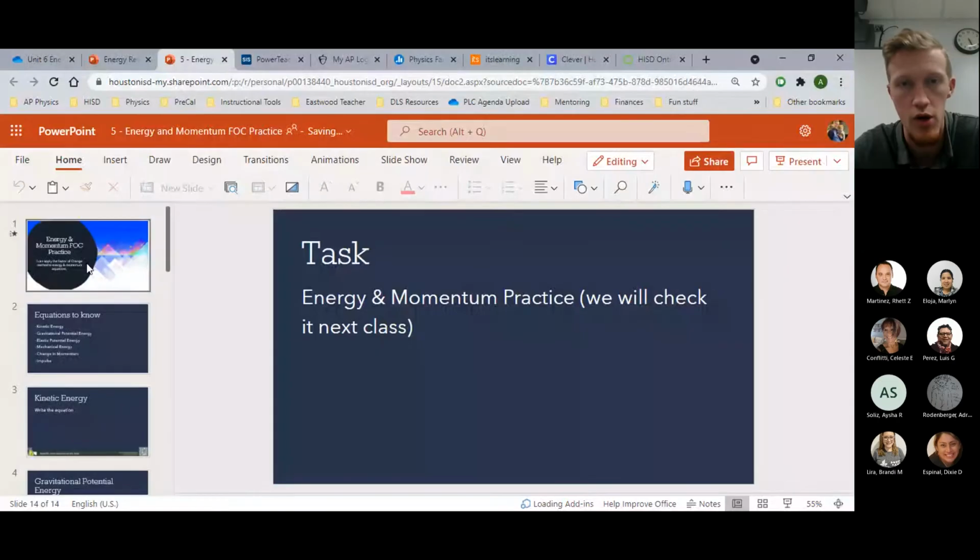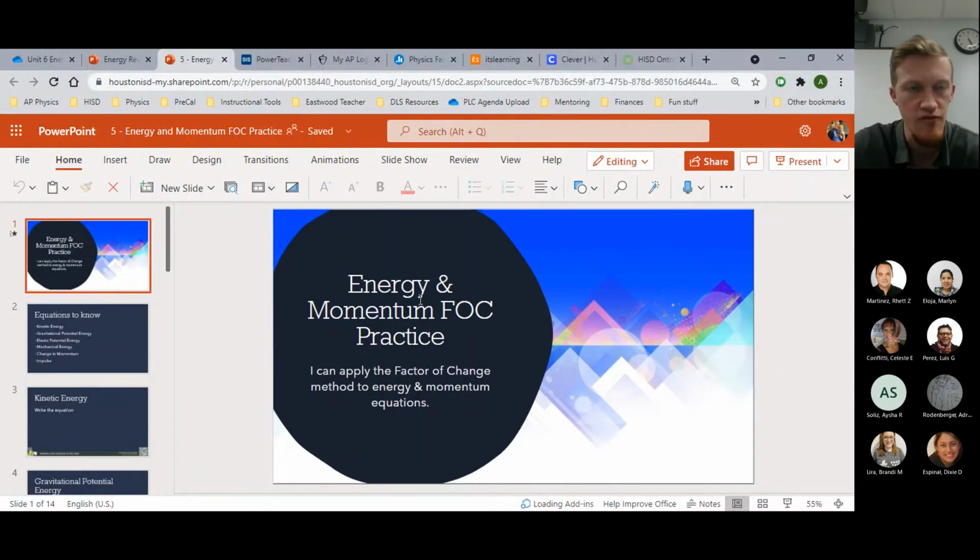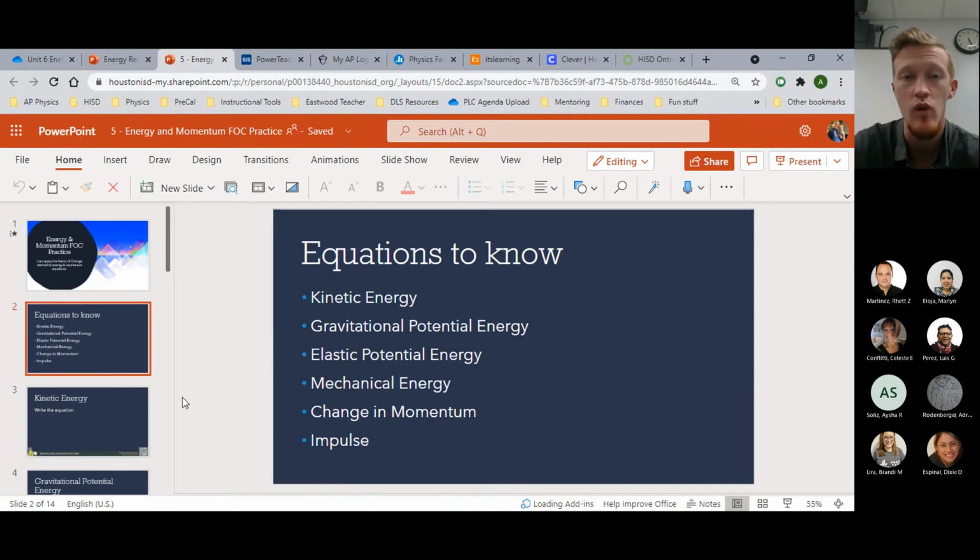I can't find the right screen. Okay, so my lesson from today, I'm literally just borrowing from my lesson today, was energy and momentum factor of change practice. And I began the lesson talking about the objective and then the equations to know. And I wanted to have a conversation with the students to make sure they all knew the equations. I shouldn't have had to reteach this, but you know, probably need to at some point.